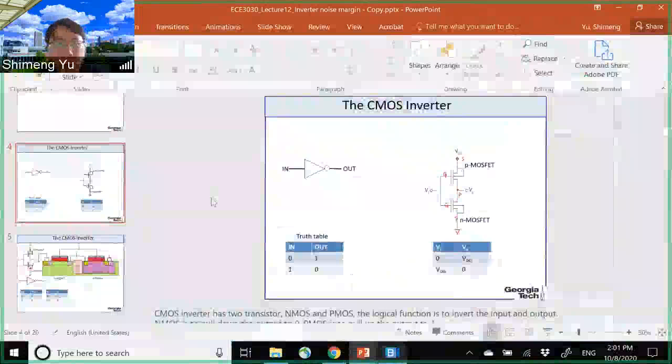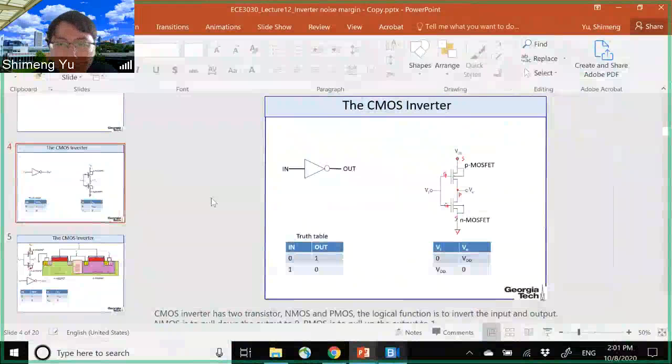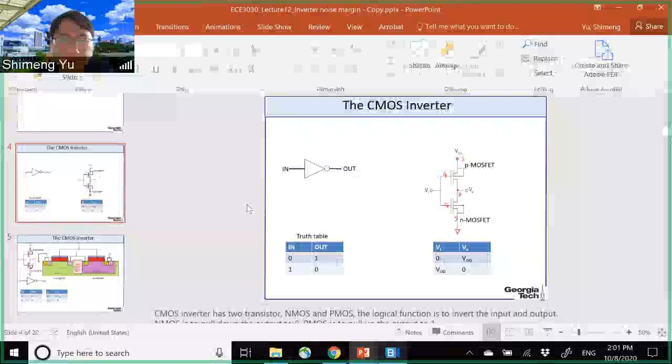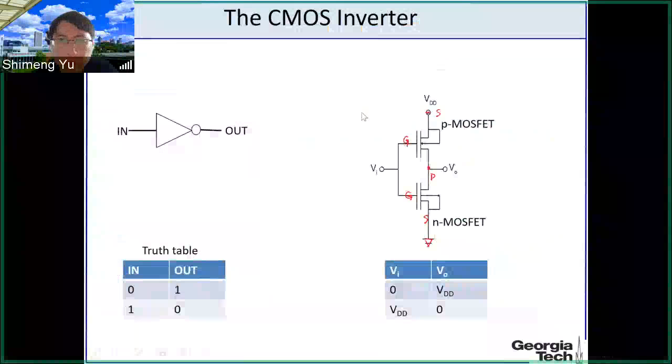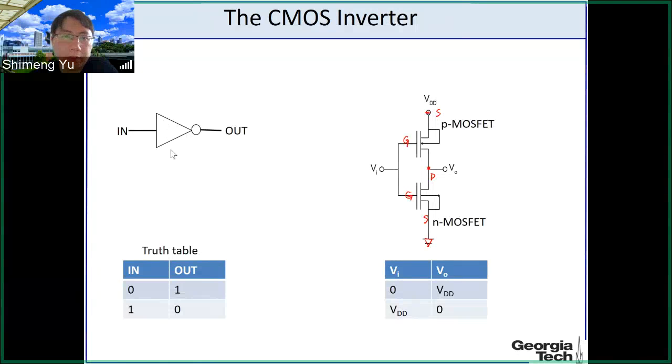Today we are going to continue our discussions on the CMOS inverter. In the last lecture, we talked about the basic concepts of the CMOS inverter. If you want to implement a logic function like an inverter into the silicon, then the simplest way to do that is to use one NMOS and one PMOS transistor connected in this fashion.